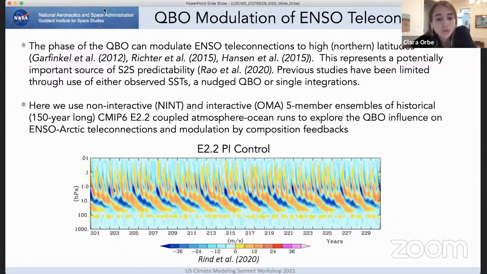And so I'm going to be focusing on two configurations. One is using full interactive chemistry. This is designated by OMA. And then we're going to be looking at results from a non-interactive simulation. So essentially, this simulation is driven with the 5-member ensemble average compositional forcings from the interactive ensemble. So this is not going to be capturing any QBO-induced compositional anomalies that arise in the model. So next slide, please.